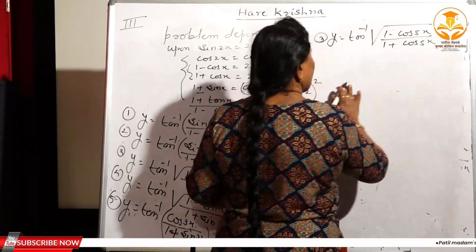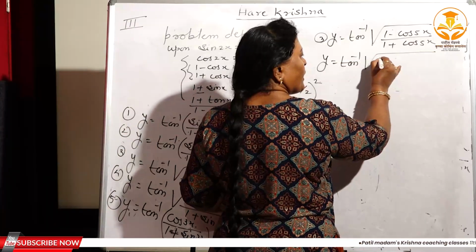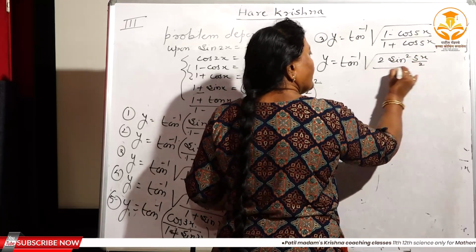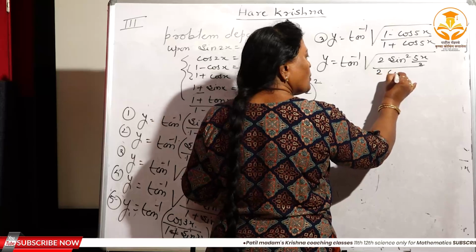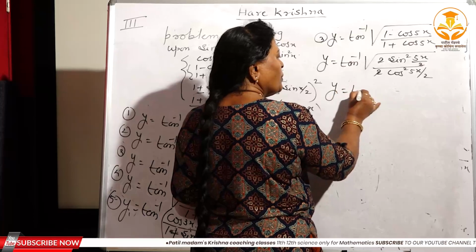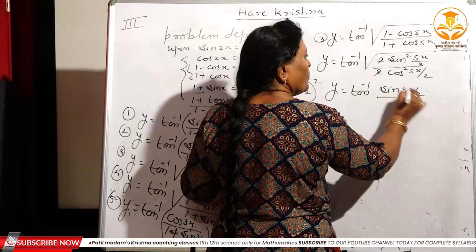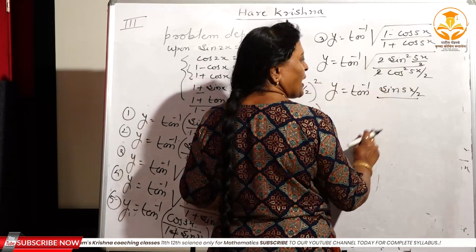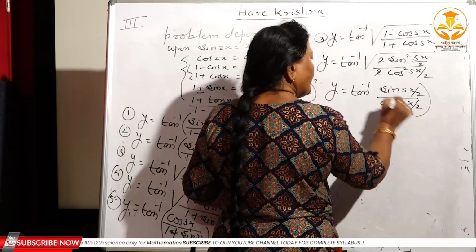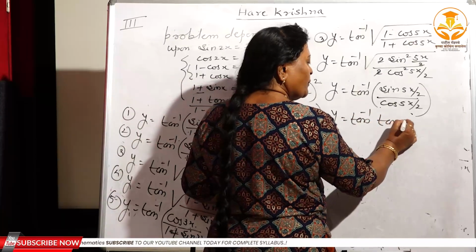Again very simple. See, again you have to use the evergreen formula. 1 minus cos 5x you can write as 2 sin square 5x divided by 2. And here again 1 plus cos 5x, 2 cos square 5x by 2. 2 gets cancelled. Out of the root you have got sin 5x by 2, because the square root of sin square you can write as sin 5x by 2. And here again cos 5x by 2. Sin divided by cos you can write as tan 5x by 2.